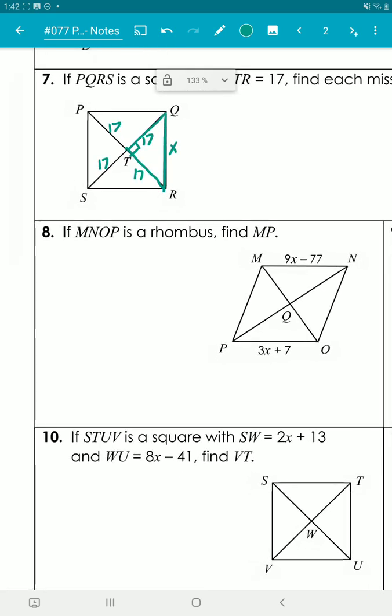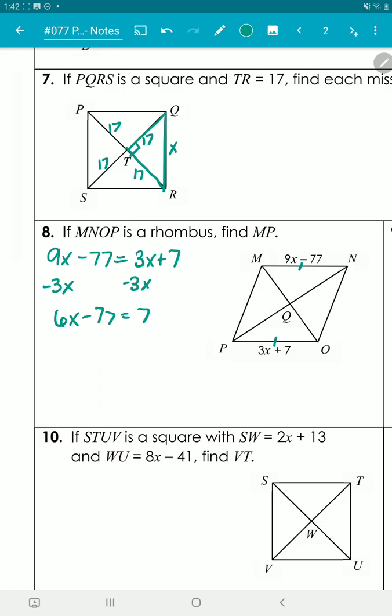Okay, now we're going to look at some algebra. Remember, these two are equal to each other because it's a rhombus. Okay, so we have 9x minus 77 is equal to 3x plus 7. Okay, I'm going to subtract the 3x to the other side. 6x minus 77 equals 7. Add the 77. Gives us 6x equals 84. Okay, divide by 6. It's going to give us that x is equal to 14.